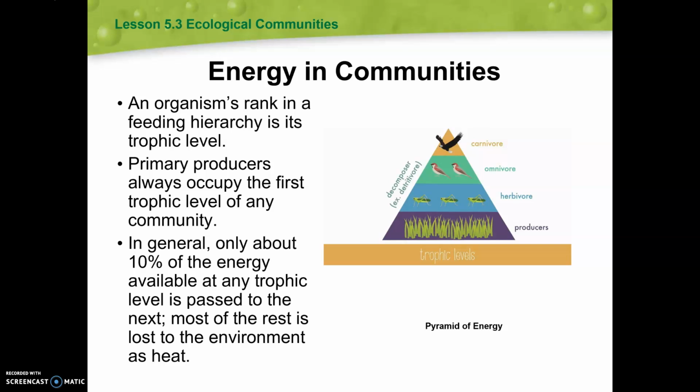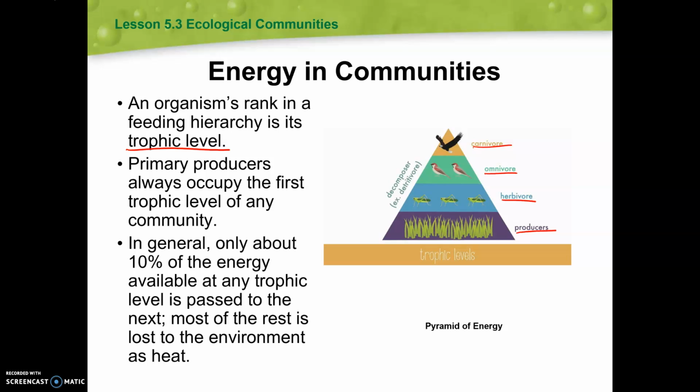So now we're going to talk about how that energy is moving through our community or in our ecosystem. An organism is ranked in a hierarchy called its trophic level. If we take a look at our different levels here, we can see producers is a trophic level, herbivores are a trophic level, omnivores is a trophic level, and carnivores is a trophic level here. So we're seeing that each one of these sections has its own level of energy.